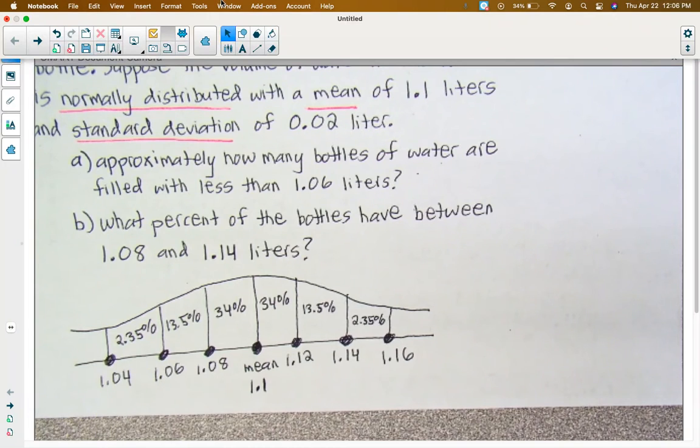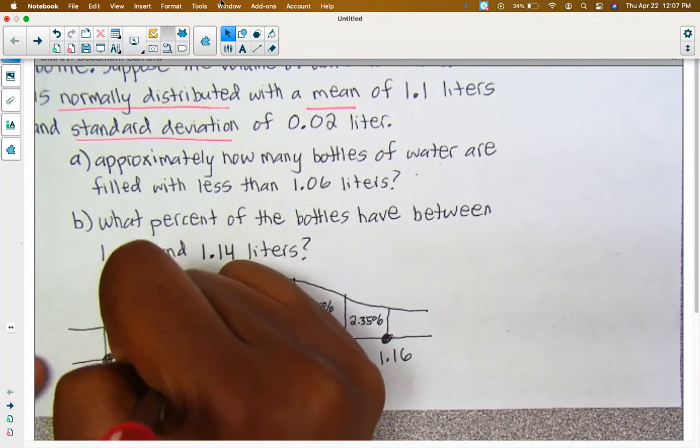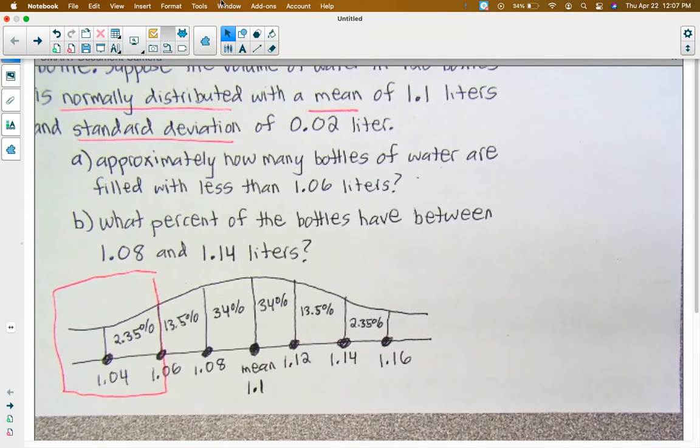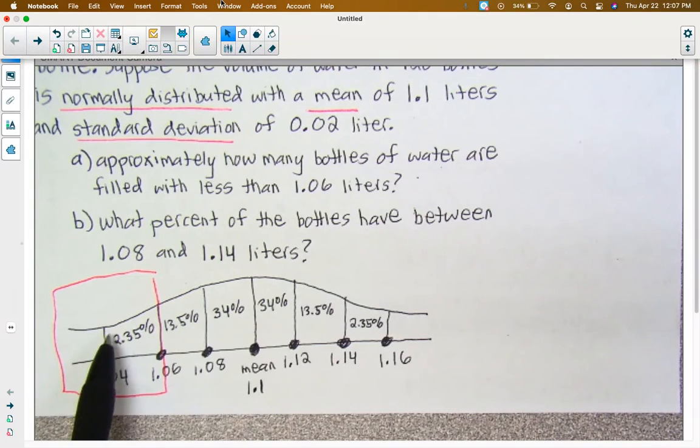Okay. Part A, approximately how many bottles of water are filled with less than 1.06 liters? So we're going to look and see where we see that. I see that right there. So I'm going to highlight this. This is the section that I'm looking for. I'm looking for anything less than this over here. So I need to figure out what this little leftover space is. Of course, this isn't drawn to scale, it probably should be a little tinier, but we can get the gist here.